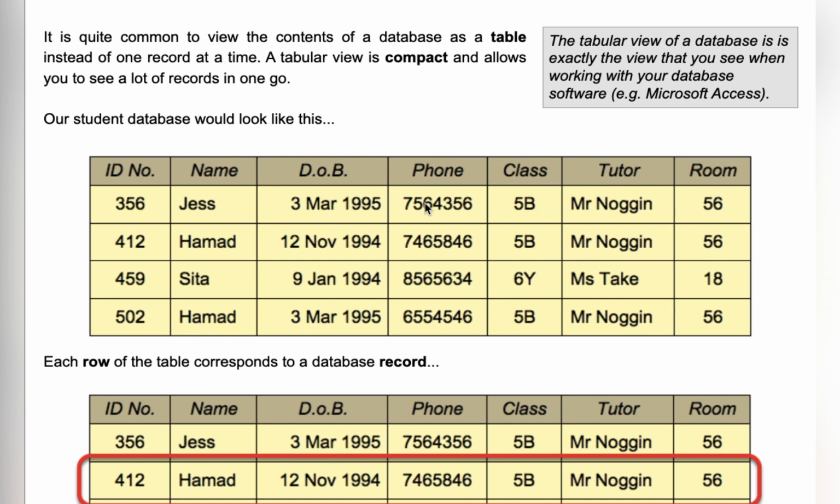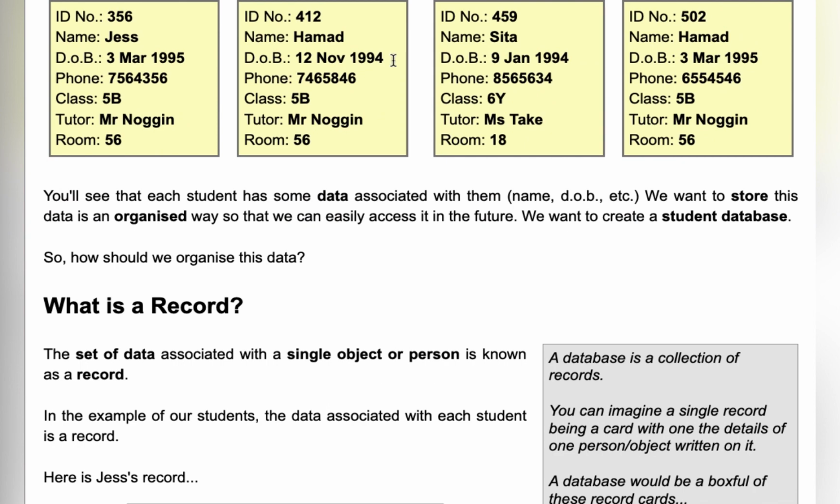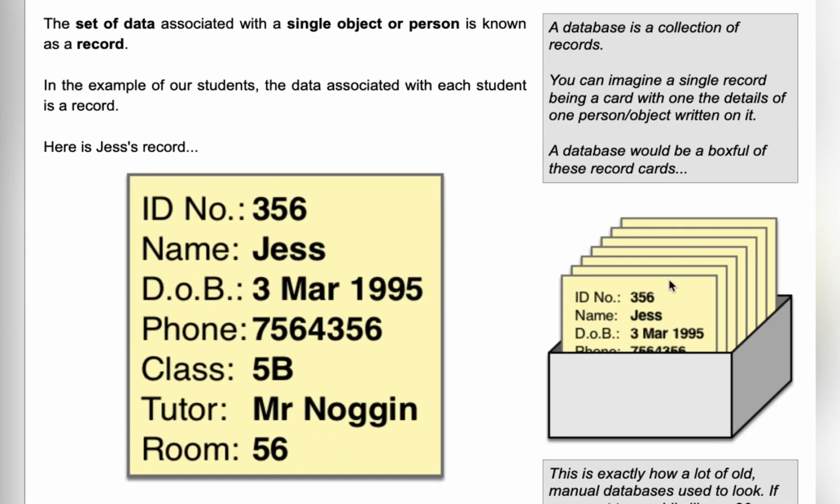So for this student, you've seen all the data. For student Hamad, the first Hamad 412, you see all the data: the name, the date of birth, the phone, the class, the teacher, and the room. So for Sita, you see the number, the date of birth. So you can view everyone together. When they were all not like this, it's not easy to view everyone at one time and glance through everything.